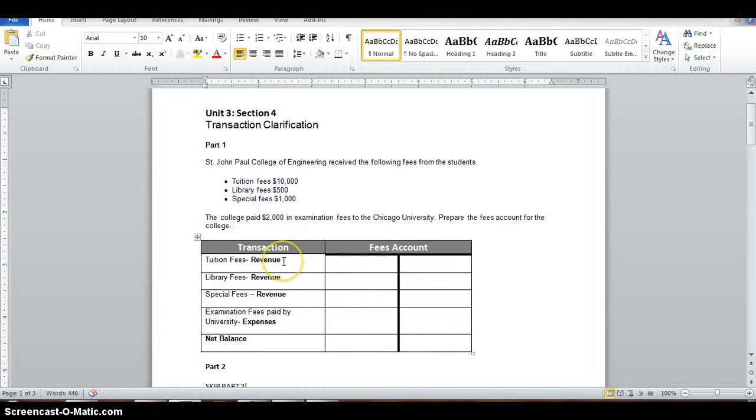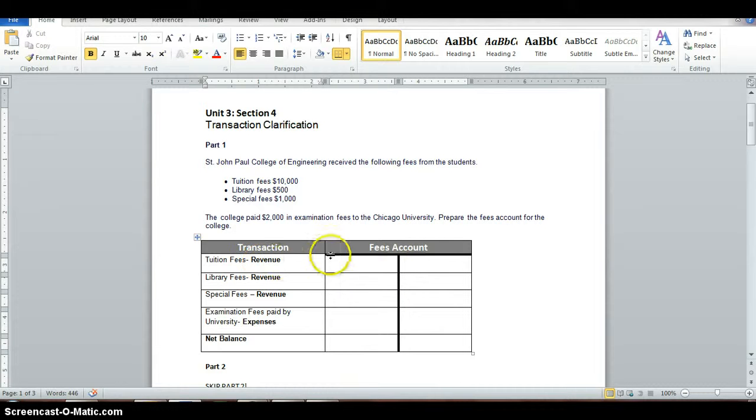Okay, we paid that. So we need to prepare the fees account for the college. So when we're looking at revenue, and if you have read the material, you know that revenue increases on the credit side of an account. So we're looking at this as a revenue account. Fees, I know this probably makes you think fees that we've paid, but this is fees that we've brought in. And then we also have fees that we paid out in examination fees.